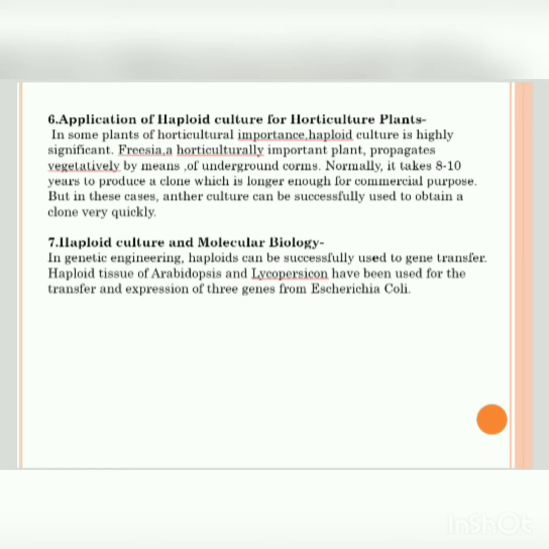Seventh is haploid culture and molecular biology. Here, in genetic engineering, haploids can be successfully used for gene transfer. This is the relation of haploid culture with molecular biology, that in genetic engineering the haploids can be successfully used for gene transfer, and the haploid tissue of Arabidopsis and Lycopersicon has been used for the transfer and expression of three genes from Escherichia coli.